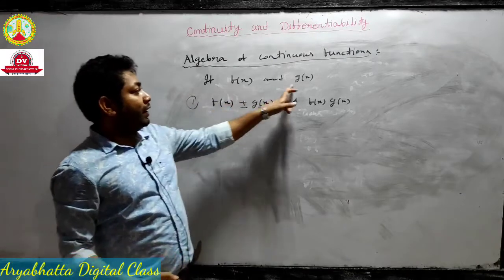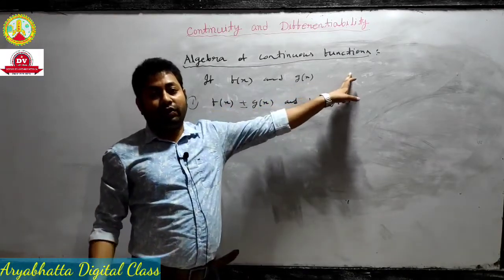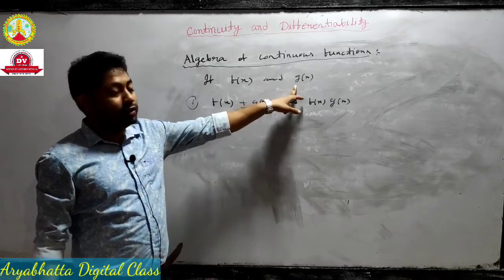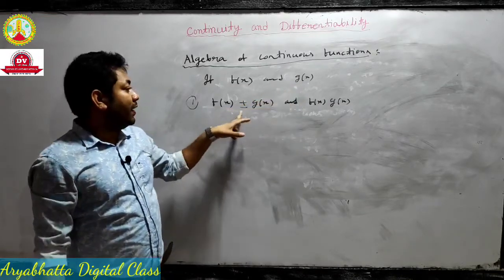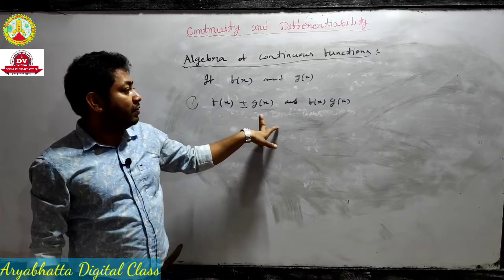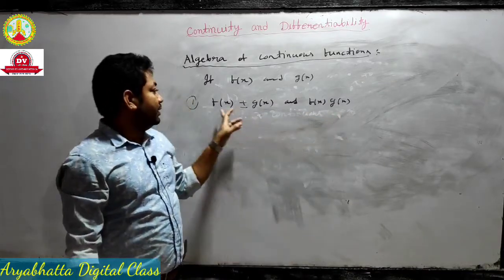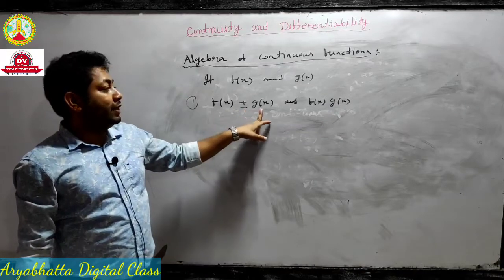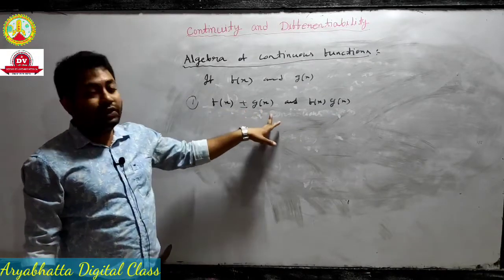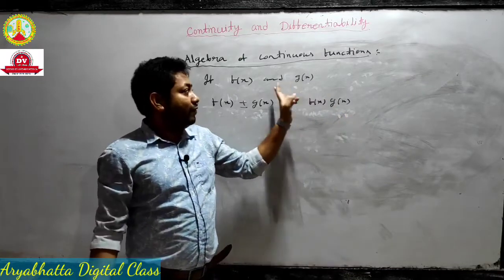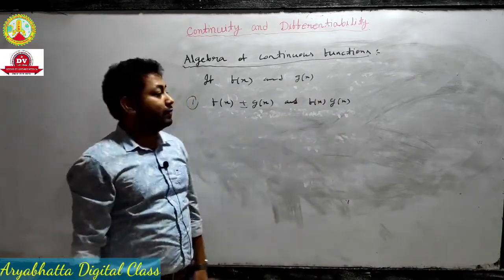Remember, if f of x and g of x are any two continuous functions, then the sum of these functions is also continuous, the difference is continuous, and the product is also continuous. That is, f of x plus g of x is continuous, f of x minus g of x is continuous, and f of x into g of x is also continuous if f of x and g of x are two continuous functions.